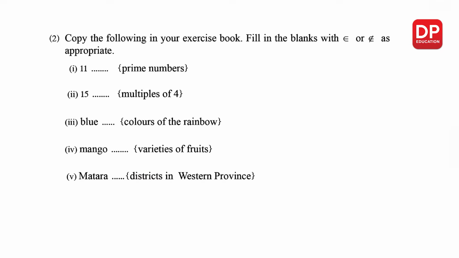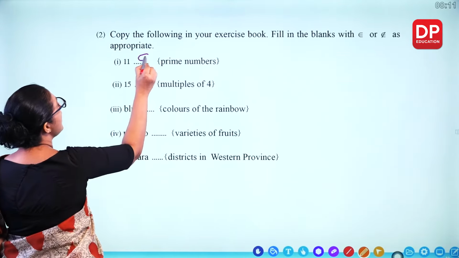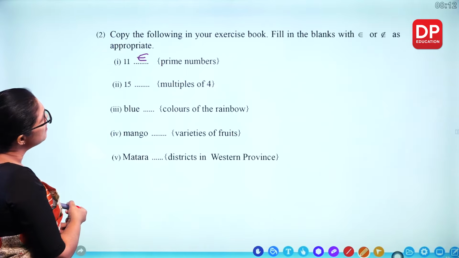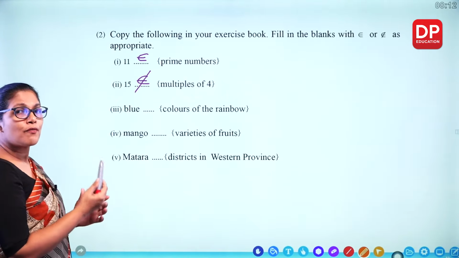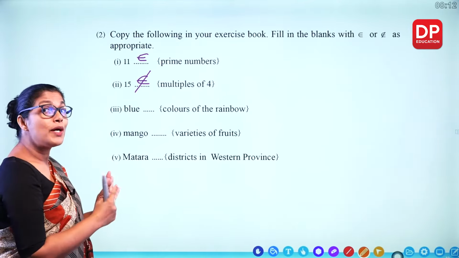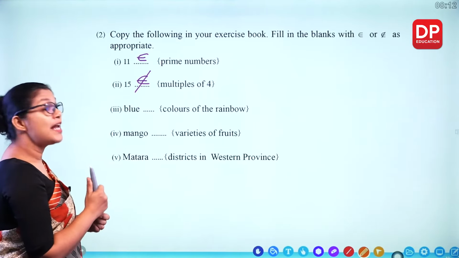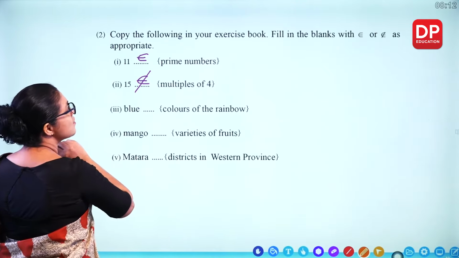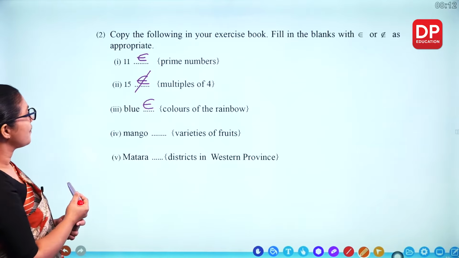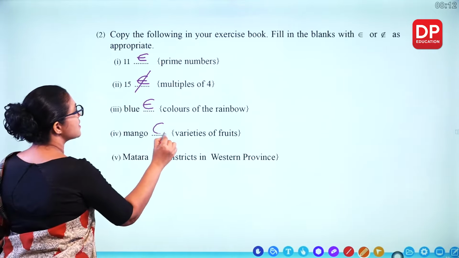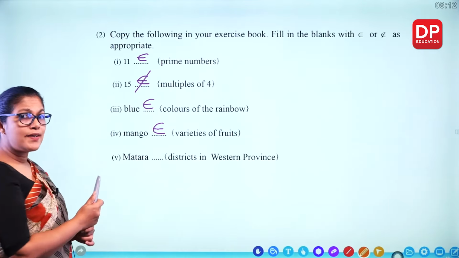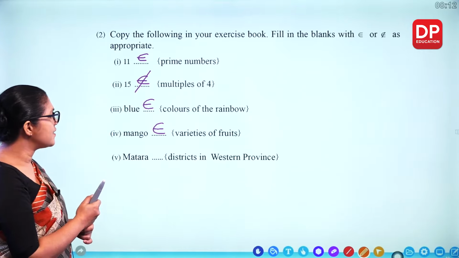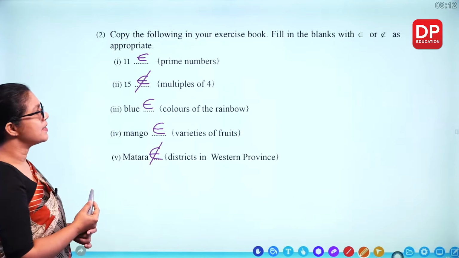Copy the following in your exercise book. Fill in the blanks with element or not an element as appropriate. 11 is a prime number, so it is an element. 15, multiples of 4, not an element there. Blue is the colors of the rainbow. What are the colors? Violet, indigo, blue, green, yellow, orange, red. Yes, blue is a color of the rainbow. That's an element. Mango, varieties of fruits. Yes, it's a fruit. It's an element. Matara, district in Western Province. Matara is in the Southern Province, not in Western Province. So that's not an element.